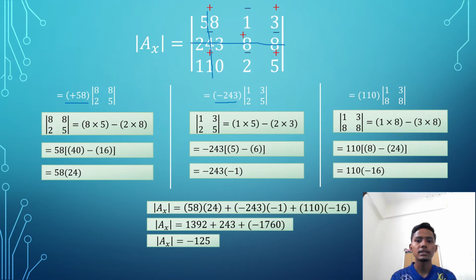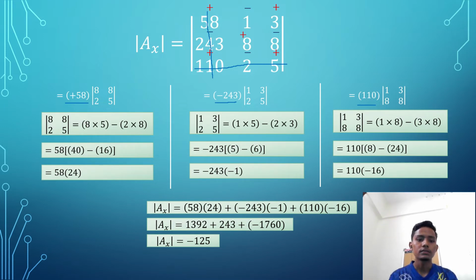We go to the next step, which is the third row. We're going to eliminate this third row. We can see that 110 is the value meeting between the lines. So we're going to put 110 here, and also the remaining values here in this 2 by 2 square matrix, find the determinant, and we're going to get 110 times negative 16 as the answer.